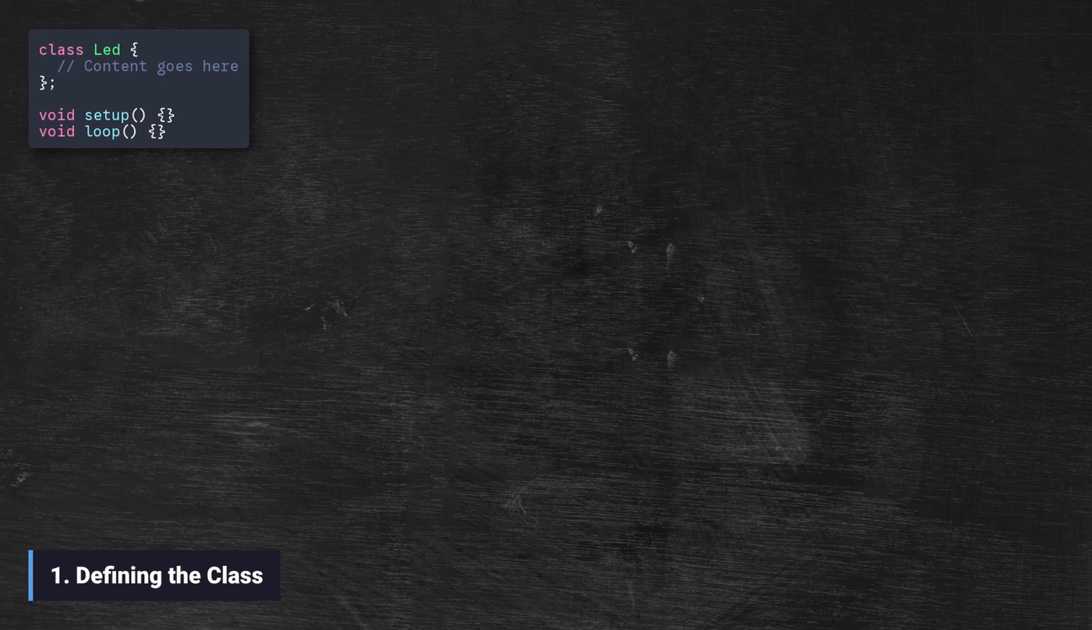To define a class, we use the keyword class followed by the name, in our case, LED. By convention, class names start with an uppercase letter. We then open a pair of curly braces and, very importantly, we must end with a semicolon after the closing brace.